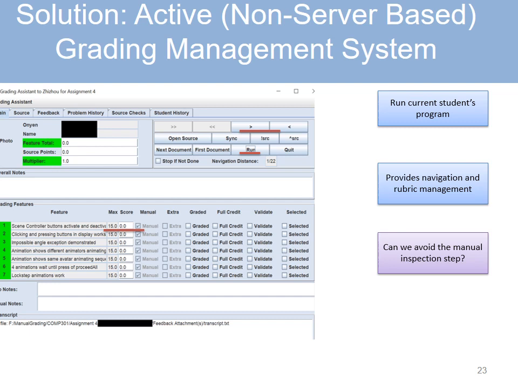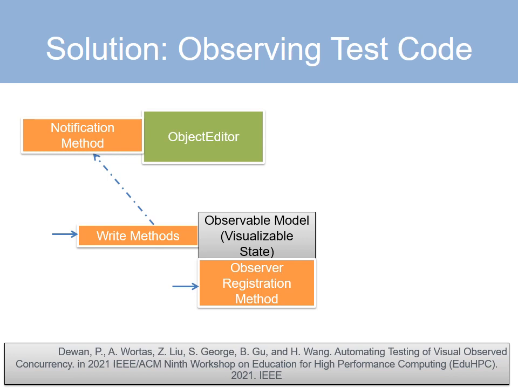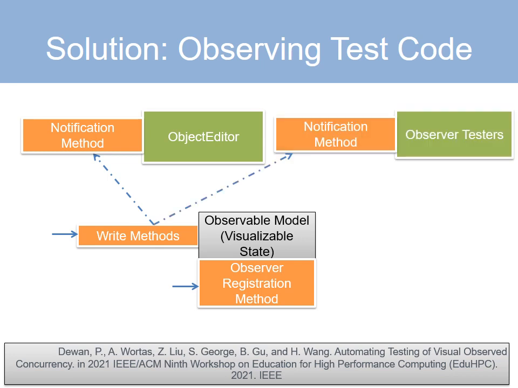Okay? And in theory, that should happen, right? If my eyes can observe what's happening and figure out whether there's concurrency or not, surely an object can also do it. Okay? So, on the observable model situation concept, not only is the object editor observing the actions of write methods, but so are observer tests, so test code that I wrote, and they're also observing what's happening.